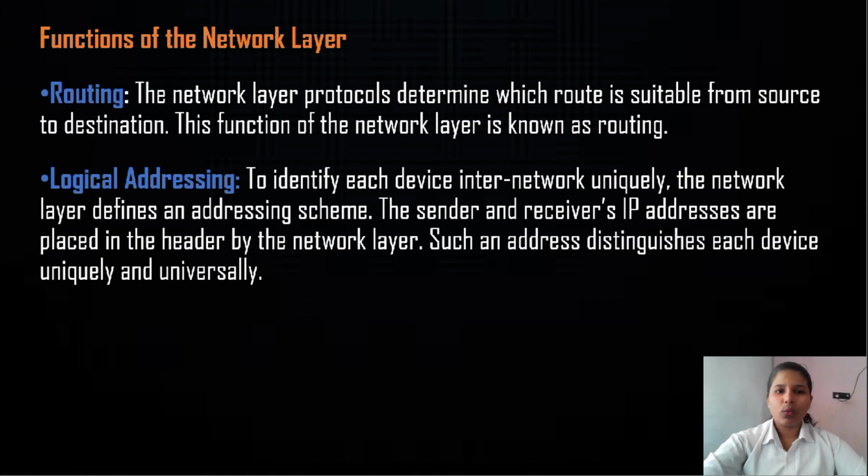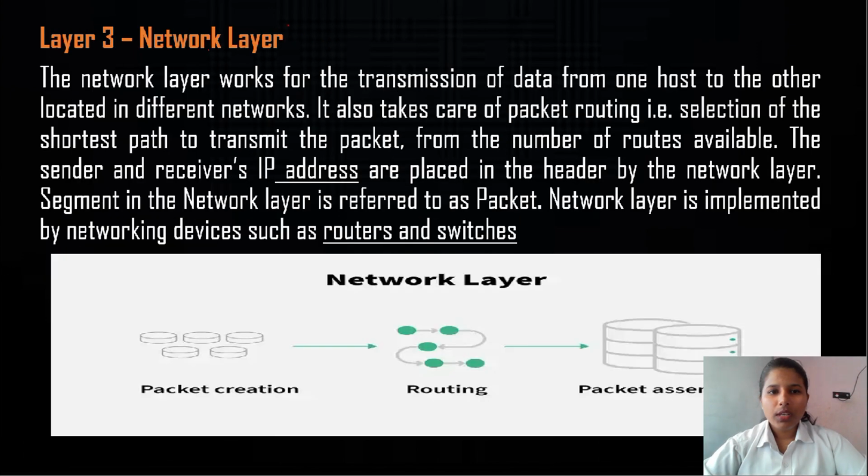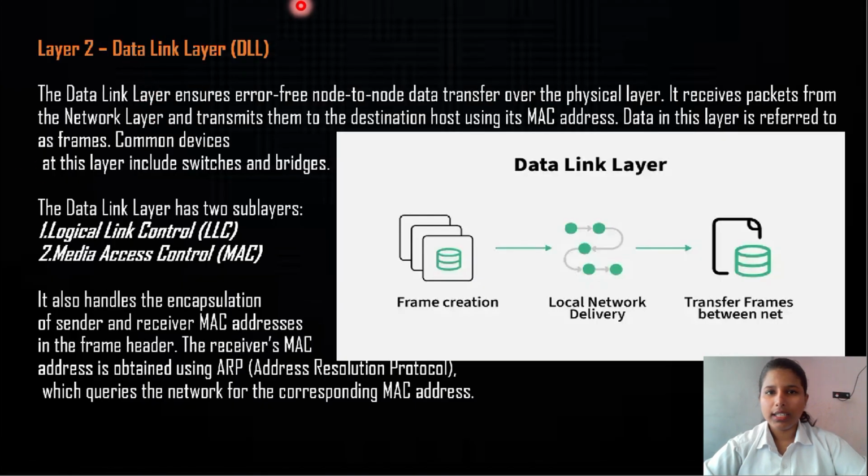That is routing. We told that two things are happening, that is routing. The network layer protocol determines which path is suitable from the source to the destination, and this function of the network layer is known as routing. And logical addressing means identifying each device in the network uniquely. The network layer defines an addressing scheme. The sender and receiver's IP addresses are placed in a header by the network layer, such that the address distinguishes each device universally and uniquely. Now let's look at what the data link layer is.